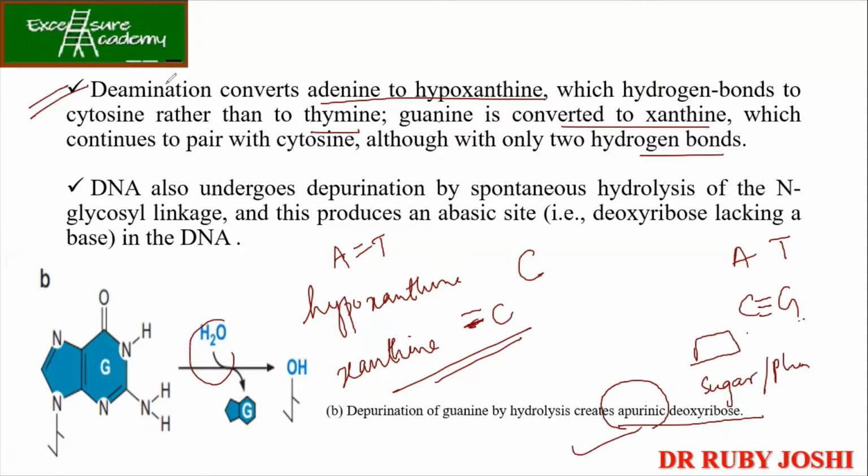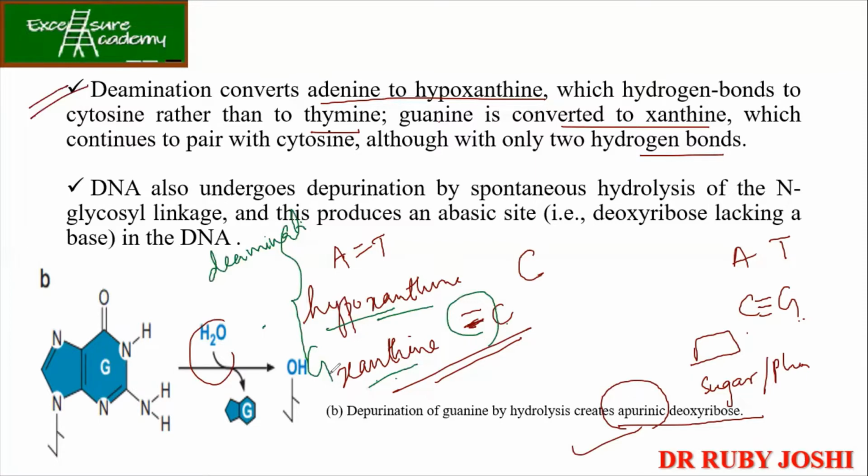Okay. So please remember, adenine gets converted to hypoxanthine during deamination. Guanine gets converted to xanthine during deamination. So these two cases are for deamination. Okay. And hypoxanthine can base pair with C, xanthine can base pair with C, but only with 2 hydrogen bonds instead of 3. So again, it is unstable.